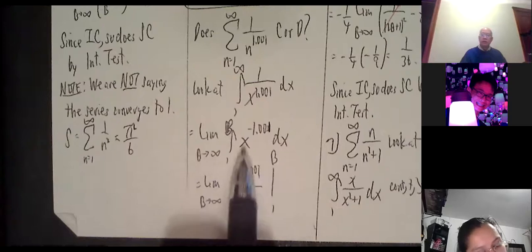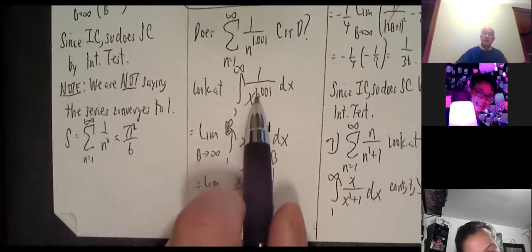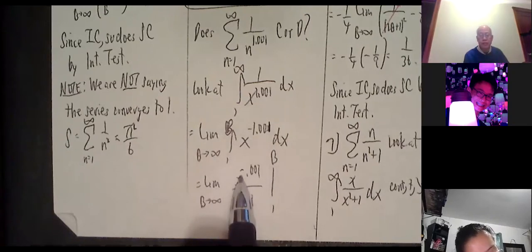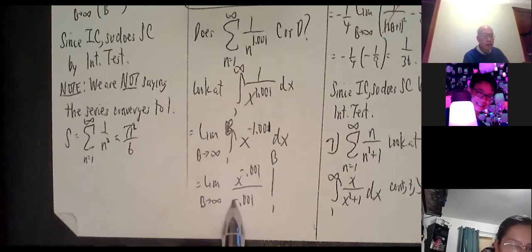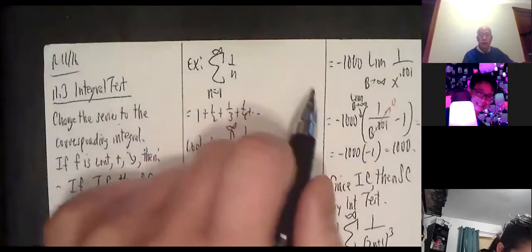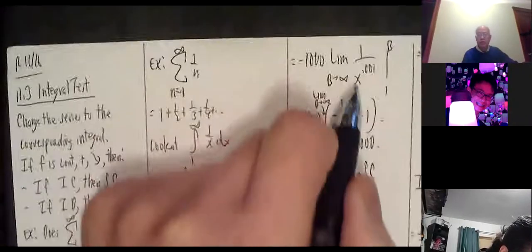So integrate, and here's the key. If I raise this a little bit bigger than 1, this is going to be a negative exponent, and when I integrate, I'll still have a negative exponent. That's the key thing. x to the negative 0.001 divided by negative 0.001, as b approaches infinity. Now, dividing by negative 0.001 is the same as multiplying by negative 1,000. And x to the negative 0.001 means 1 over x to the positive 0.001.